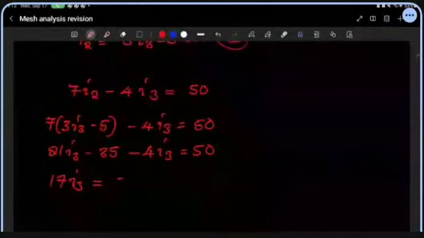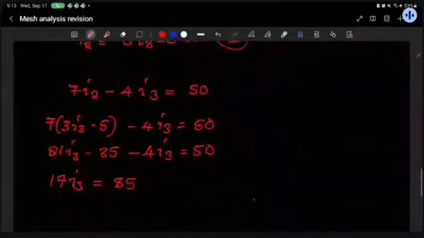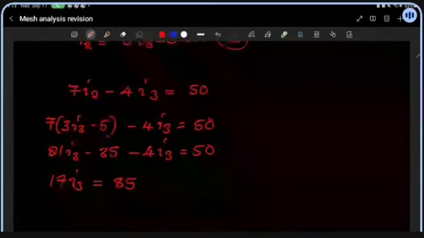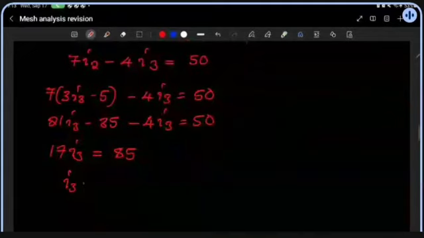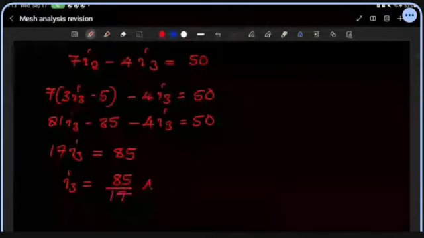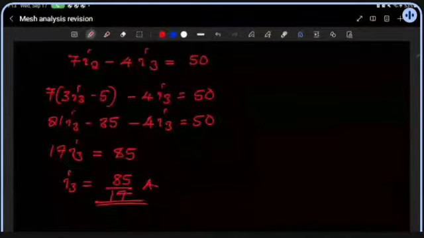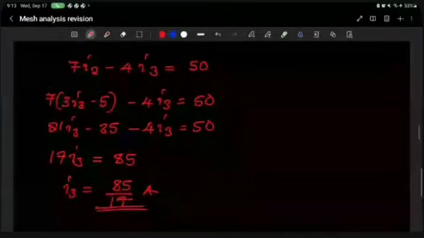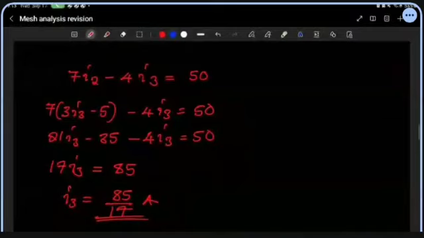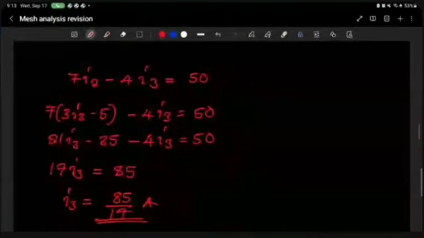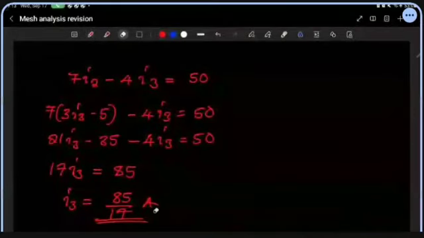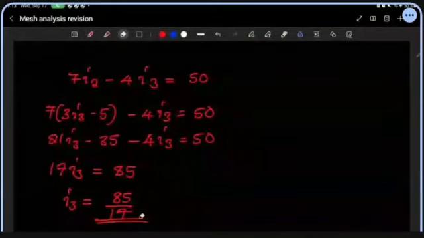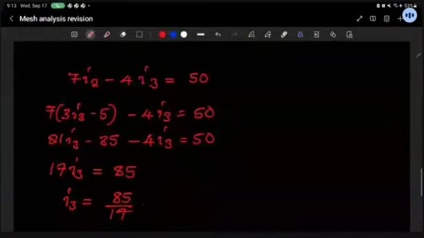Yes. The 35 will add to the 50, giving us 85. So that I3 is equal to 85 over 17. I hope you guys are going through what I'm doing to make sure that the quick math I'm doing is right sometimes. That's giving us 5. Oh, this can divide? Yeah. Okay, so this gives us 5 amps.